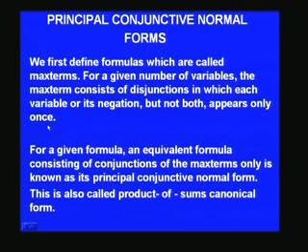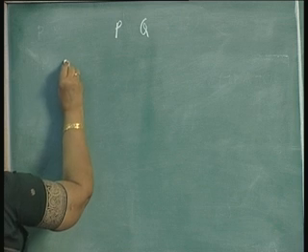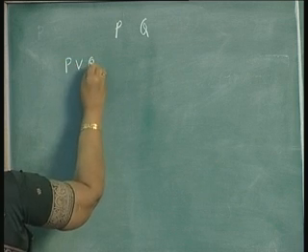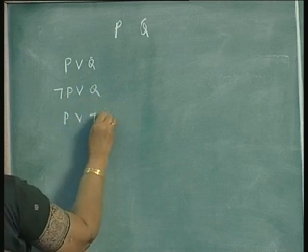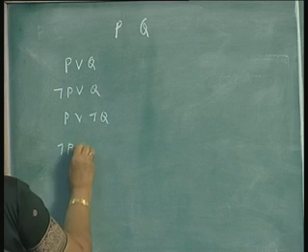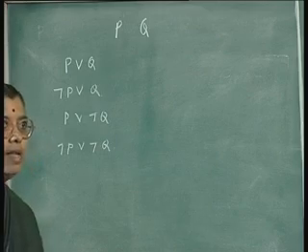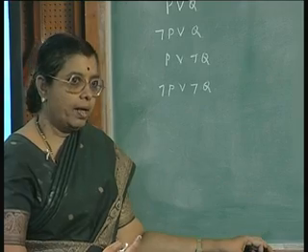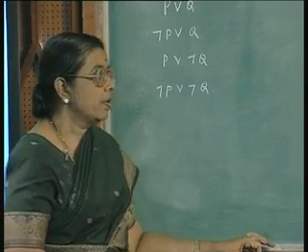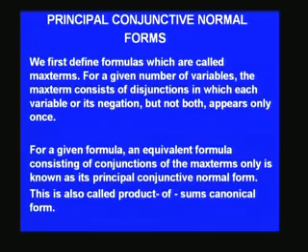So, suppose you are having variables P and Q. With P and Q, what will be the max terms? P or Q, not P or Q, P or not Q, and not P or not Q. These are called max terms. They are disjunction of literals where each variable is present in the negated or non-negated form, but not in both forms. So, any formula you can bring into principal conjunctive normal form.